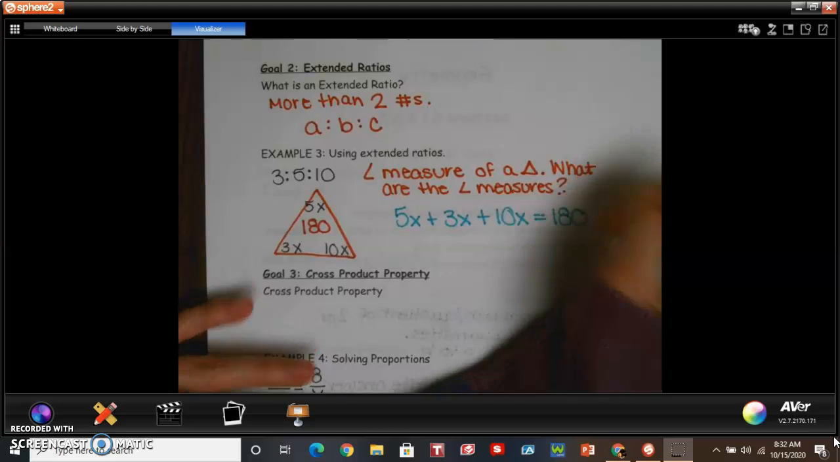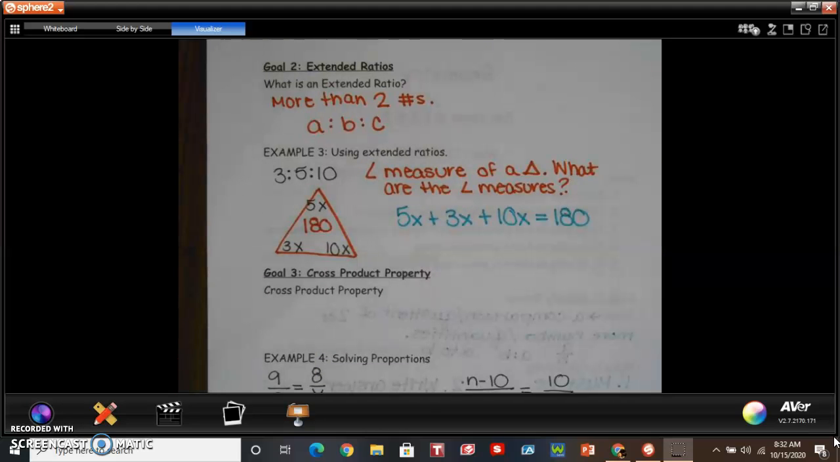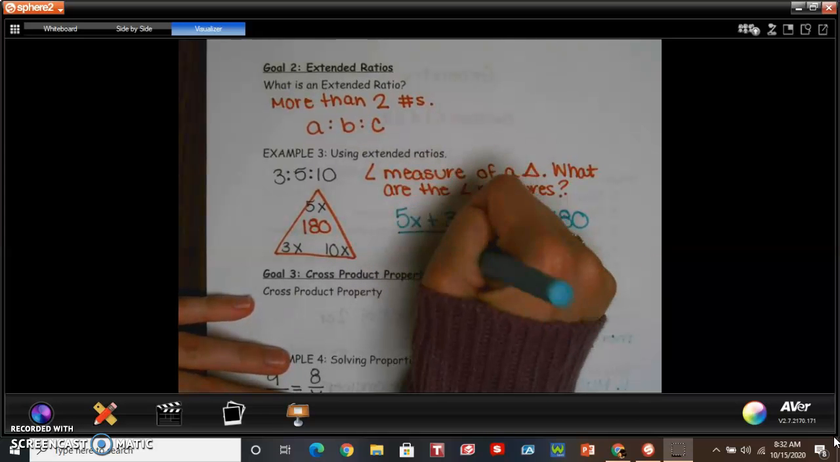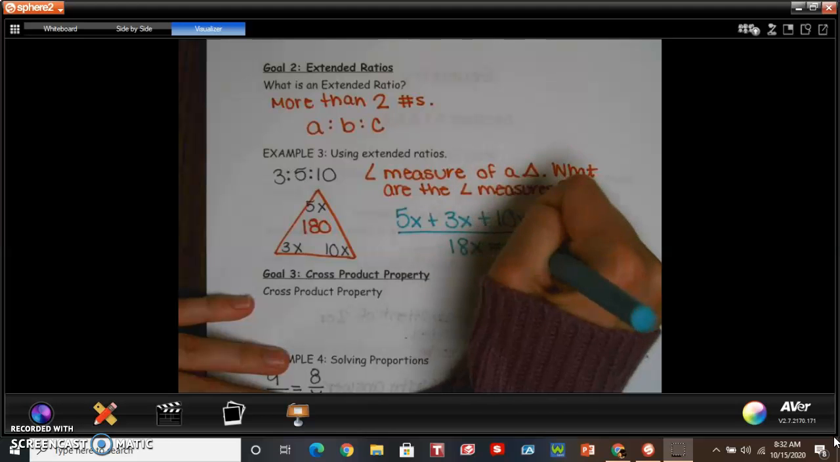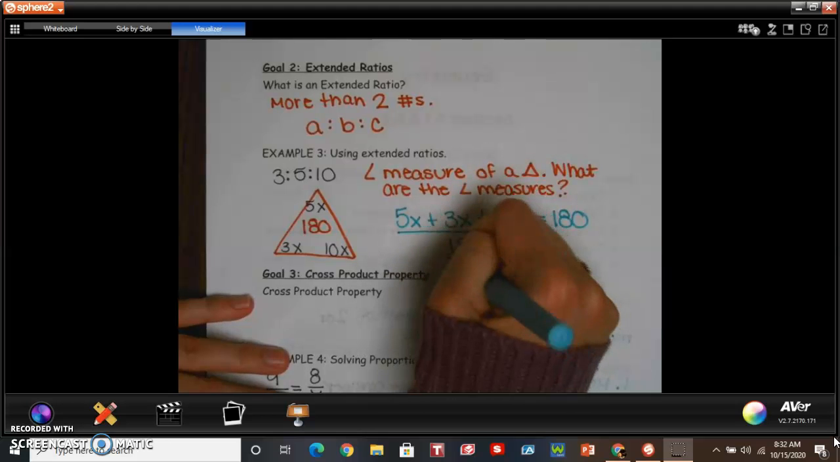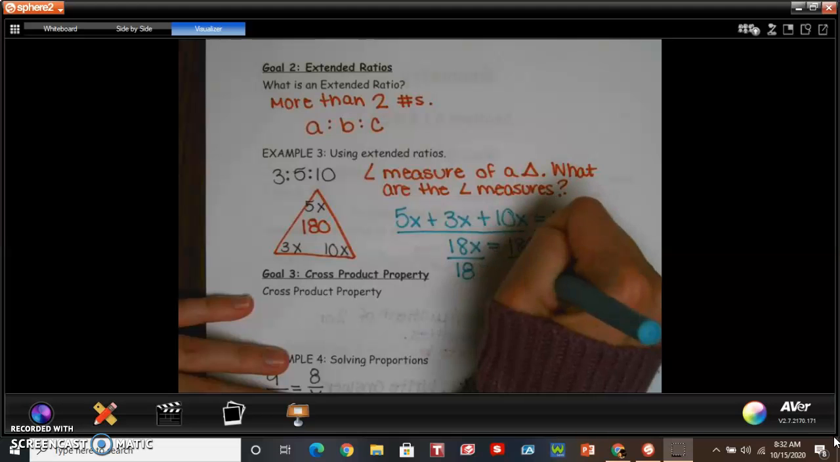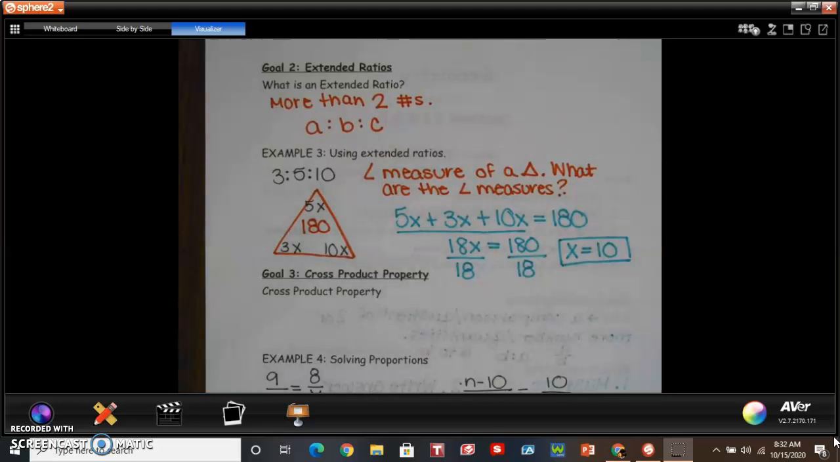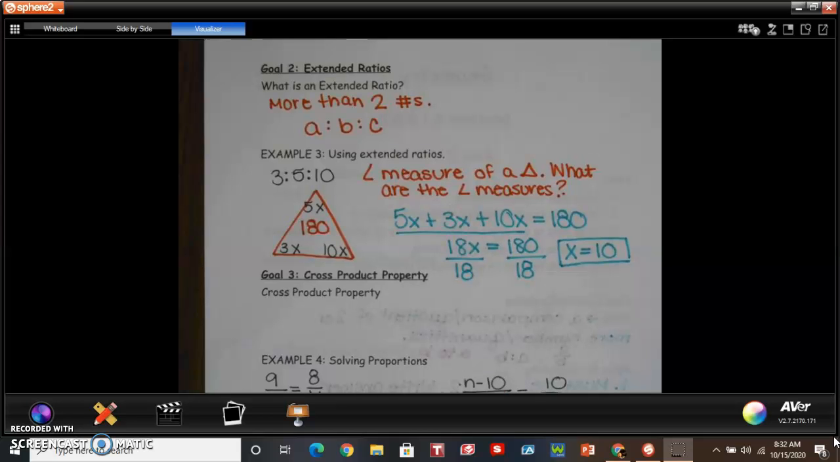So if you're someone that's like, okay, so how do I solve these? Well, whatever your extended ratio is, put an x behind each of them, add them together to equal 180. That's how you solve these problems. So we're going to put all of these together, which gives us 18x equals 180. Divide by 18, and we get x equals 10. Now, are we done? No, we're not, because it ultimately wants to know what are our 3 angle measures.